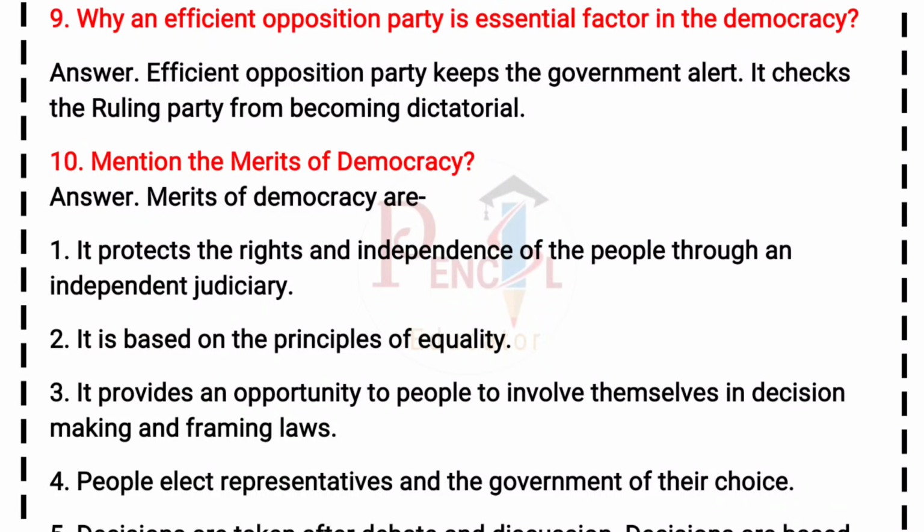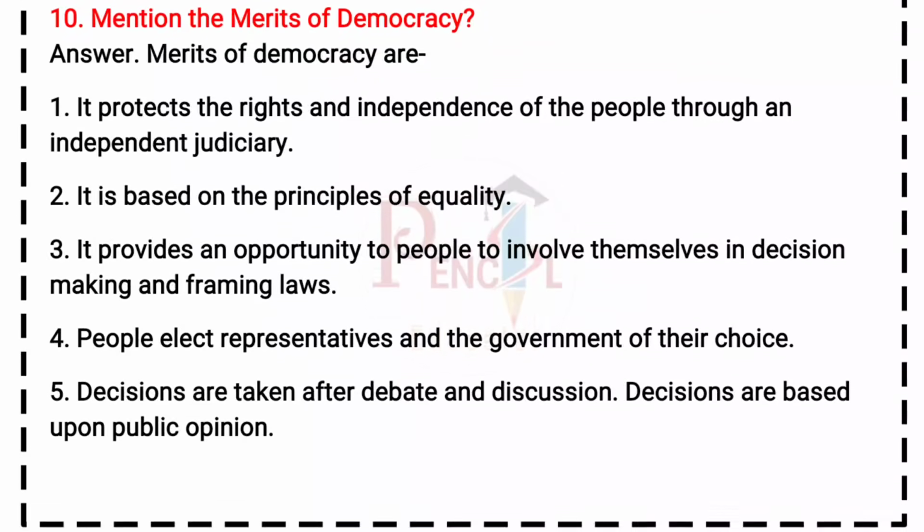9. Why is an efficient opposition party an essential factor in democracy? Answer. Efficient opposition party keeps the government alert. It checks the ruling party from becoming dictatorial. 10. Mention the merits of democracy.